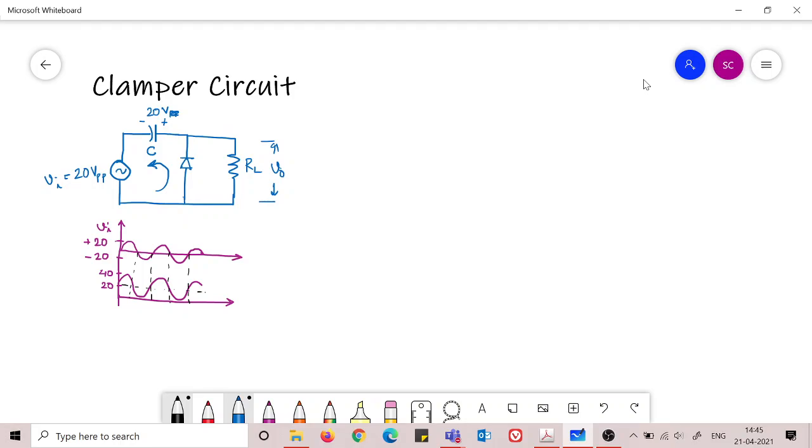So this level shifting is called clamping. It is as if you pull up or pull down the alternating signal. You pull up or pull down the sinusoidal signal and clamp it to some level. So that is why it is called a clamper circuit. All clamper circuits will have this sort of behavior.